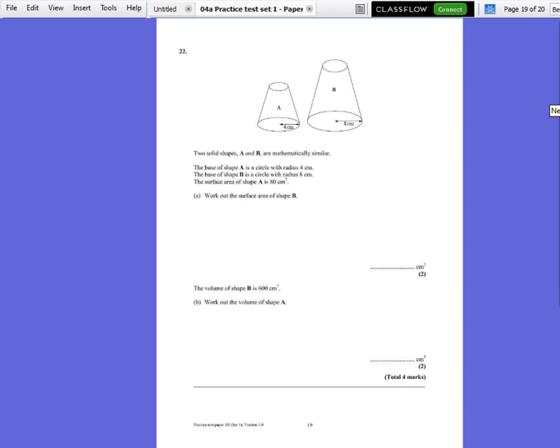Question 22. Two solid shapes A and B are mathematically similar. Work out the surface area of B if the surface area of A is 80 centimetres squared. Well, the scale factor from 4 to 8 would be times 2 for lengths. You've got to remember that when we work out area, the scale factor would then be squared. So if the smaller one is 80, you would times by 2 squared. So 80 times 4 would be 320 centimetres squared for the larger one.